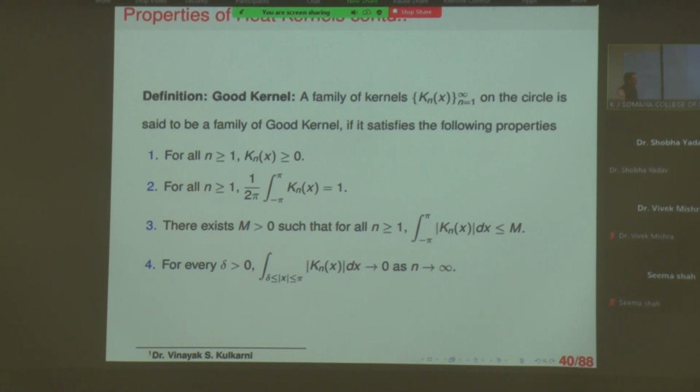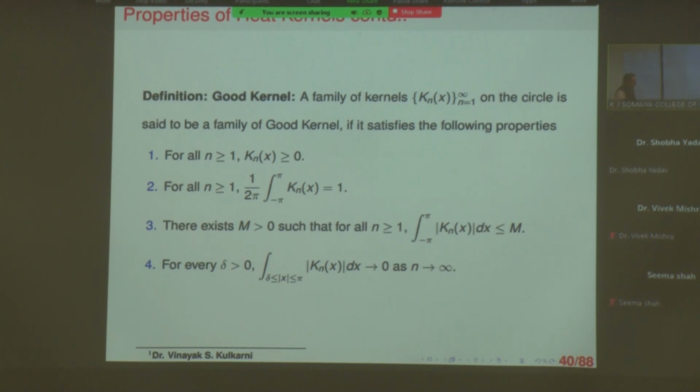Second property: if I integrate K_n(x) from minus pi to plus pi, (1 upon 2 pi) times the integral from minus pi to plus pi, this integration is nothing but 1. Okay? There exists a third property: there exists M positive, such that for all n greater than or equal to 1, the integral from minus pi to plus pi of the absolute value of K_n(x) dx is bounded by some positive constant, that is, less than or equal to M.